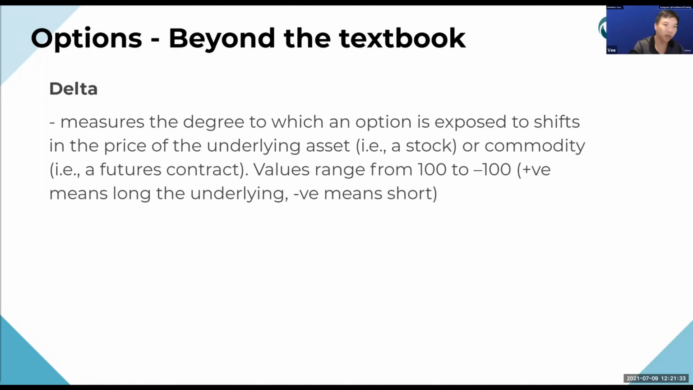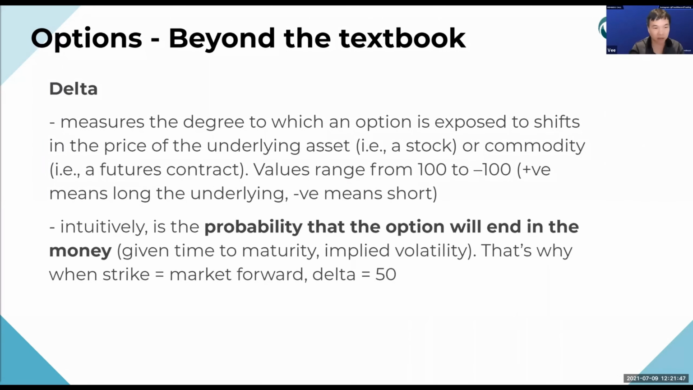The textbook definition is the degree to which the price of the option changes according to changes in the price of the underlying, all these things, right? But intuitively, the delta is the probability of the option ending in the money, right? It doesn't measure how much in the money, but just says it's in the money. So when the strike of the option is the same as the market forward price, so spot plus interest rate differentials, the delta of the option is 50, because when the strike equals the current market price, there's a 50-50 proposition as to whether it ends in the money or not.